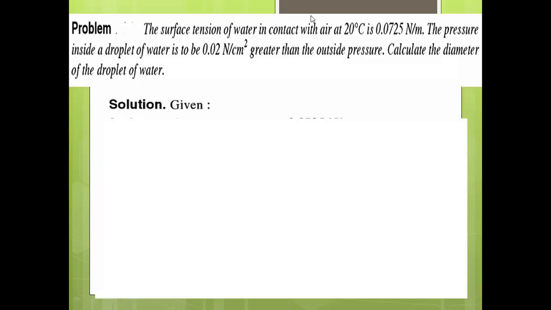Can we solve this problem? First of all, write down the given things. What is given? Surface tension sigma is given. It is 0.0725 Newton per meter. Then the pressure inside the liquid droplet is also given. P is equal to, how much is it?